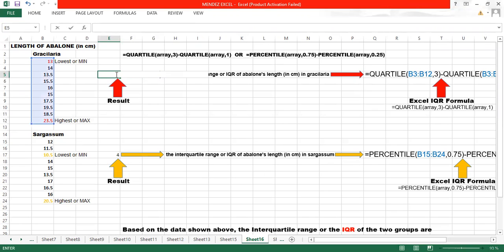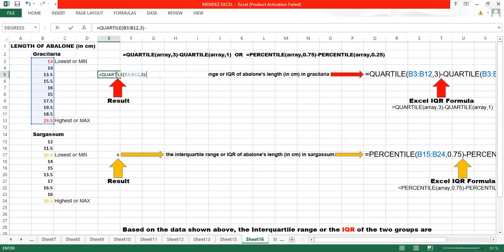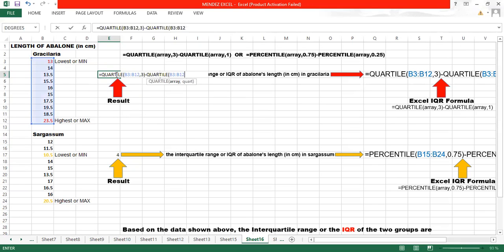So let's assume that we don't know the result yet. So all we have to do is to encode equals quartile, open parenthesis. Our range is B3 to B12, comma 3, then close parenthesis, then minus, then encode again the quartile, open parenthesis. Our range is B3 to B12, comma, then 1, then close parenthesis, then press enter. So the result is 4.